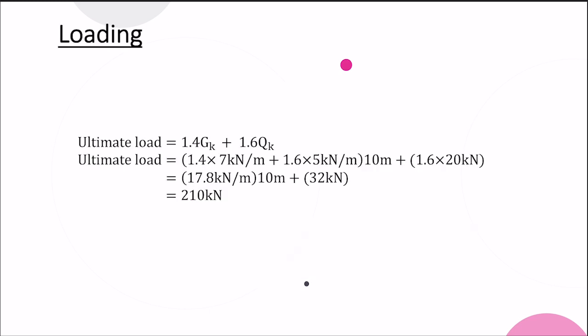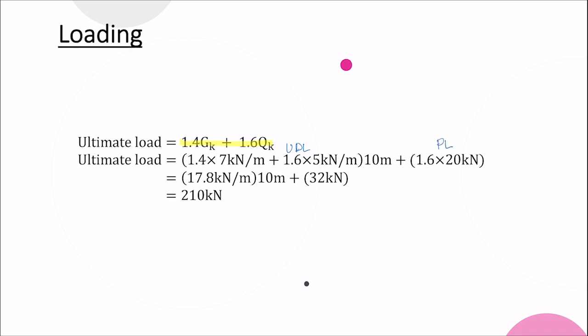What we need to do first, we need to calculate the load because we need to find what is the shear force and bending moment due to the loading that is being transferred to the beam, right? So for the ultimate load, we're going to use the formula that we always use, which is 1.4 GK plus 1.6 QK, and calculate according to the type of load, which is, this is UDL, and over here, this is point load.